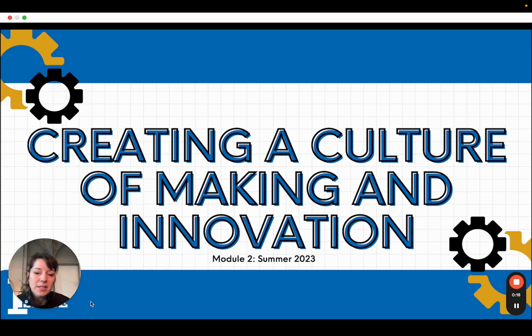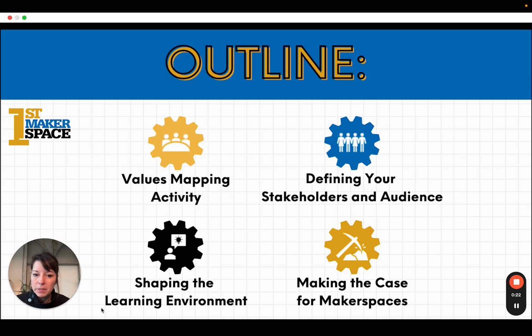Ideally, this particular activity would be done with a small group of individuals, maybe a STEM committee of people that are invested in ensuring the success of your makerspace. These are the people that you would go to with your questions, the things that you really need help with. They're the people connected directly to the space. So with that small group of people, you would complete the following 4 activities: the values mapping activity, defining your stakeholders and audience, shaping the learning environment, and making a case for the makerspace.